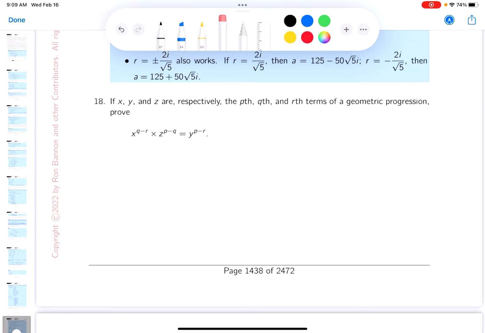Okay, this is number 18. These problems are becoming more involved, but they want me to verify something. And that's an identity to verify. So you need to pick one side, show it's the other side. And what are they telling me?